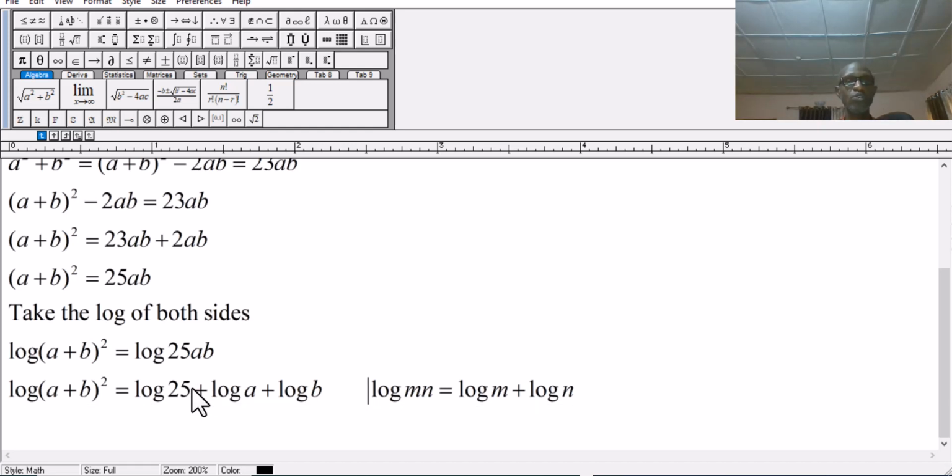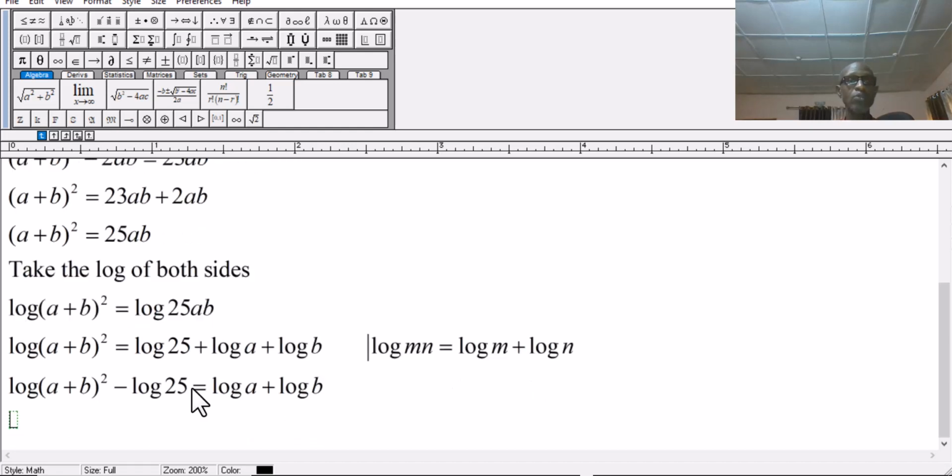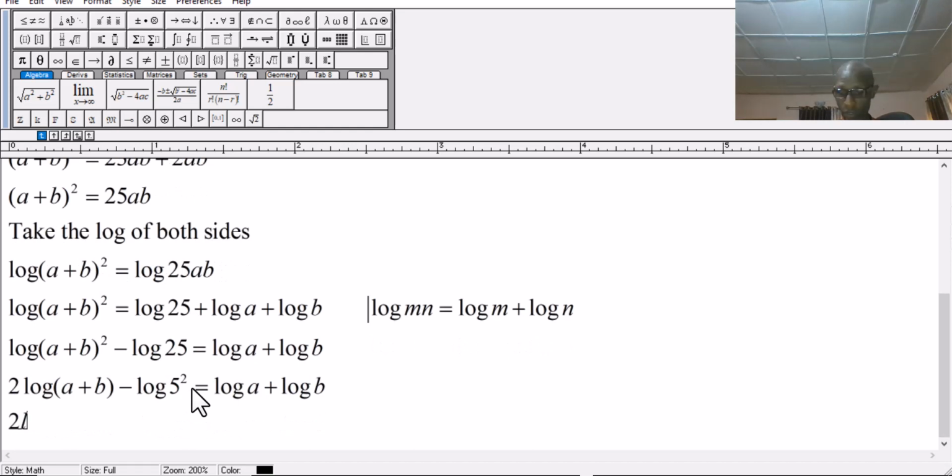So now we are almost through. You can take that log 25 to the other side, to the left hand side. You now have log of (a plus b) all squared minus log 25 is equal to log a plus log b. So the question is giving itself some shape. We can bring these two powers to the front, and then we have 2 log (a plus b) minus 2 log 5 equals log a plus log b.